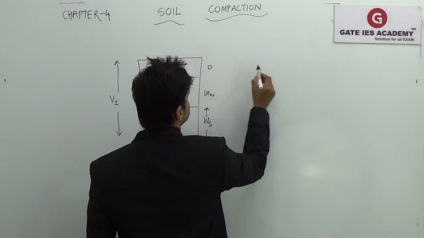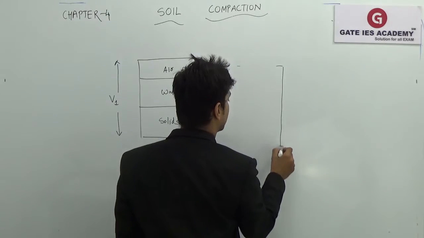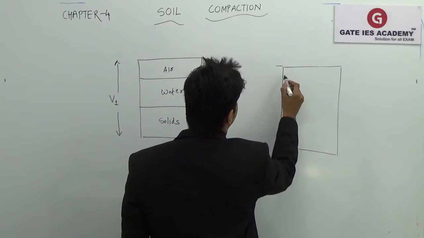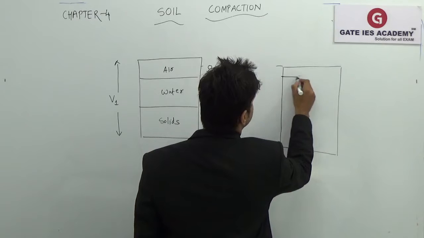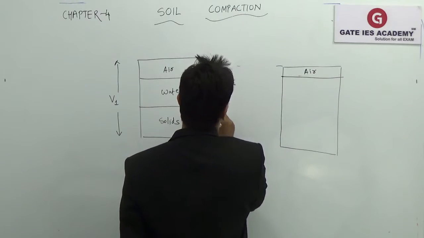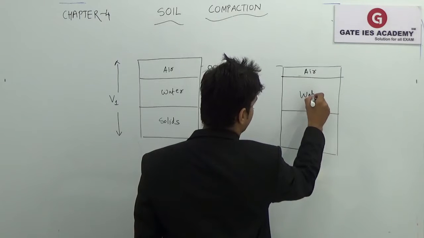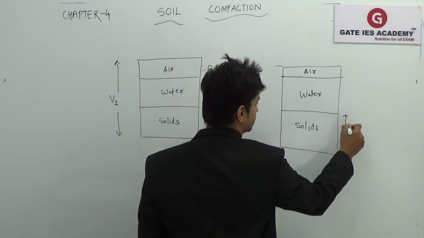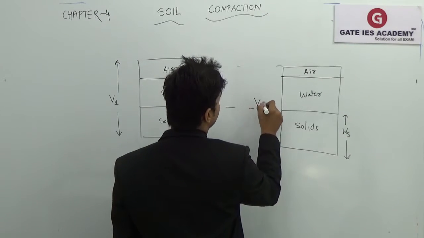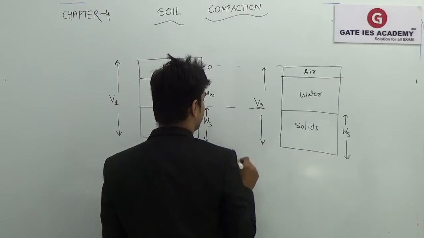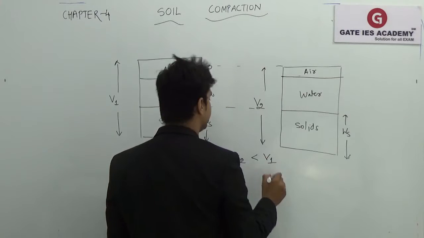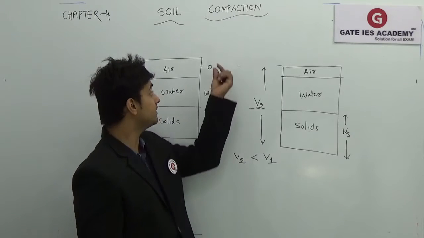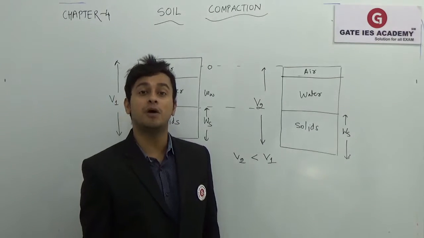Now after compaction, what happens is, the air voids are decreased, therefore the air is now only this much, and now water is same as what was there before, and the solids also are the same as before. So Ws is constant and the net V2 is different now. So the net volume V2 will be less than V1. This is very, very important. And that V2 is less than V1 only due to this decrement in the volume of air.